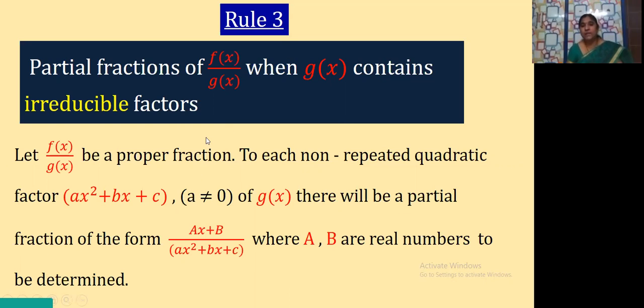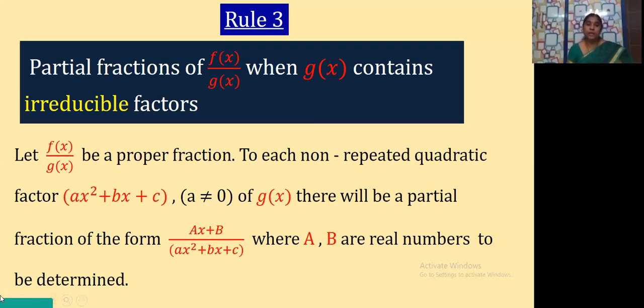Let me explain it once again. So what is rule 3 here? It is partial fractions of f of x by g of x when g of x. In rule 2 also we did the irreducible factors only, but there some quadratic factors were also there which could be reduced to linear factors, yes or not? So we did reduced factors there, but here we are going to see the irreducible factors in rule 3.